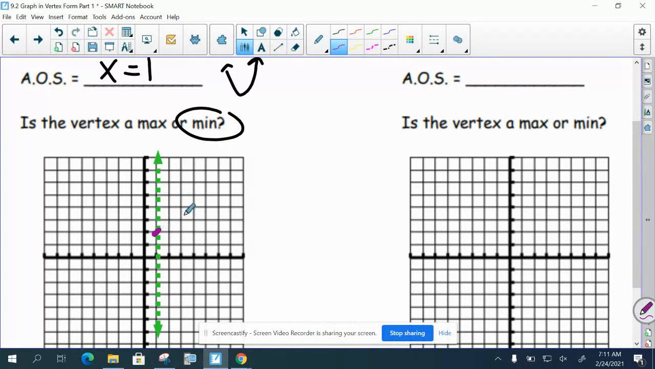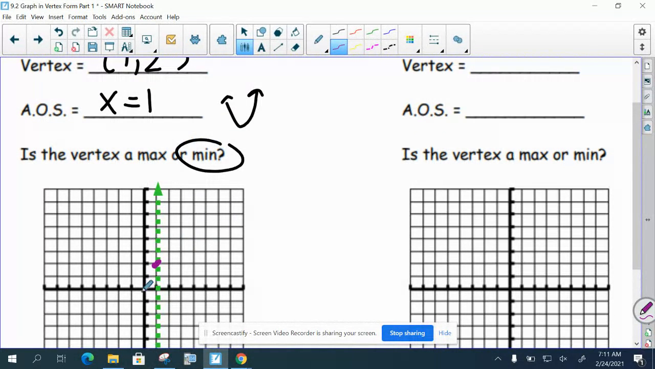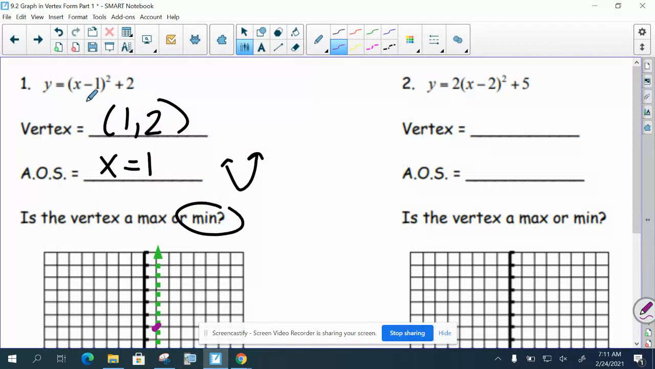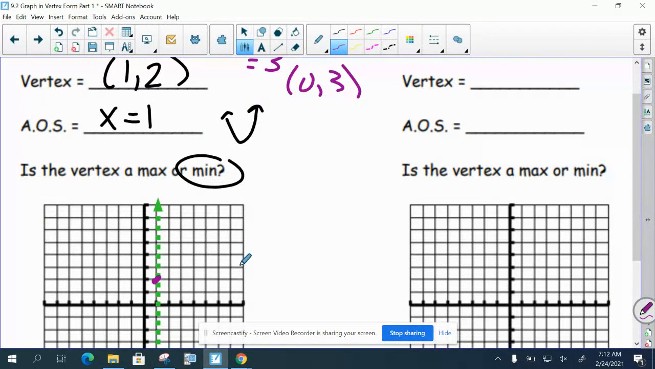So the other way we can get another point is we could figure out what the y-intercept would be. The y-intercept is when x equals 0. So you would disregard this x, I guess, and you would do (-1) squared plus 2, which is positive 1 plus 2, which is 3. So the y-intercept is (0, 3). So if it's (0, 3) on this side, it's also going to be (2, 3) on this side.